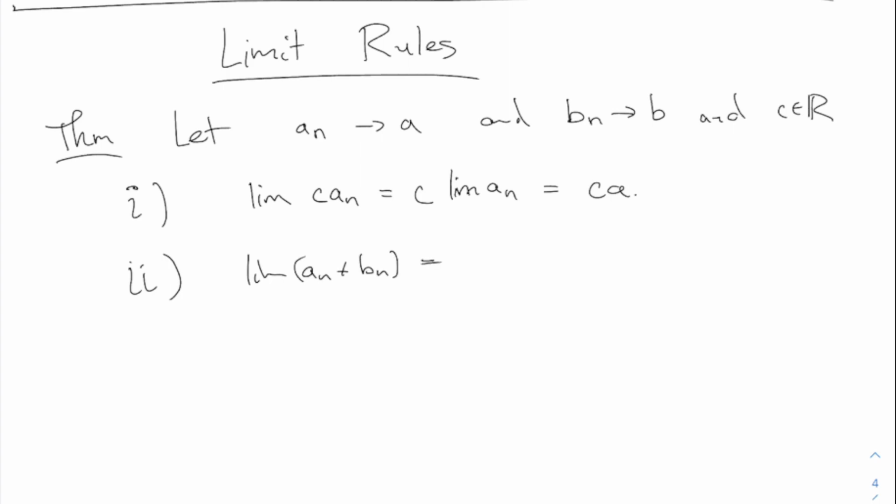Anyone remember this rule? What can you do with a limit of two things added together? Yeah, you can split it into two limits. It's the limit of AN plus the limit of BN, which in our notation is just A plus B, right? The limit of AN is A and the limit of BN is B. So you can split up a limit of two things.